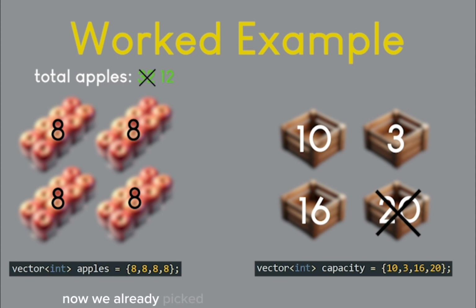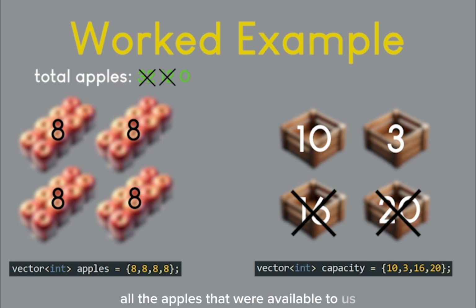Now, we already picked the box that could hold 20 apples, so let's pick the next biggest one. And that box happens to be a box that can hold 16 apples. We only need to fit 12, so we take the 12 apples that are remaining and we put them in the box. After we do that, there are 0 apples remaining. Even though that box is still not full, our job is done, because we have distributed all the apples that were available to us. And how many boxes did we use? Only 2. The box that could hold 20 apples and the box that could hold 16.